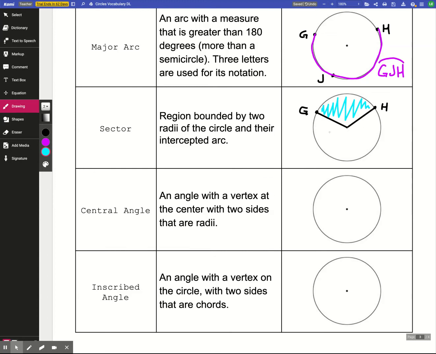Whenever you draw two radii out from the center of a circle, and you look at the arc that's between them, which I have outlined in purple right here, that is called the intercepted arc.